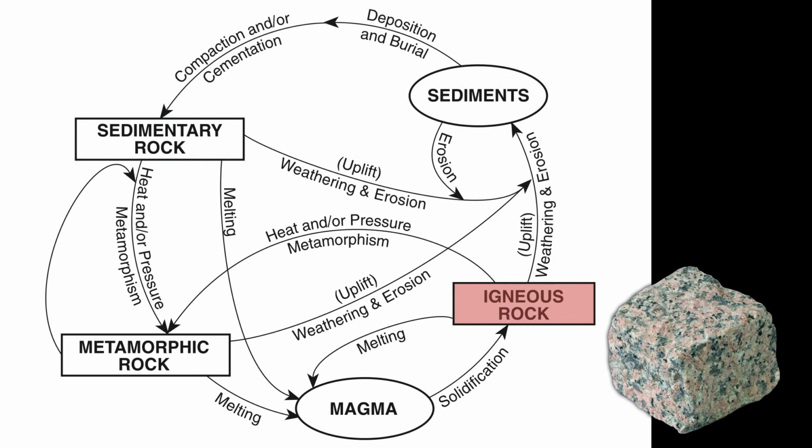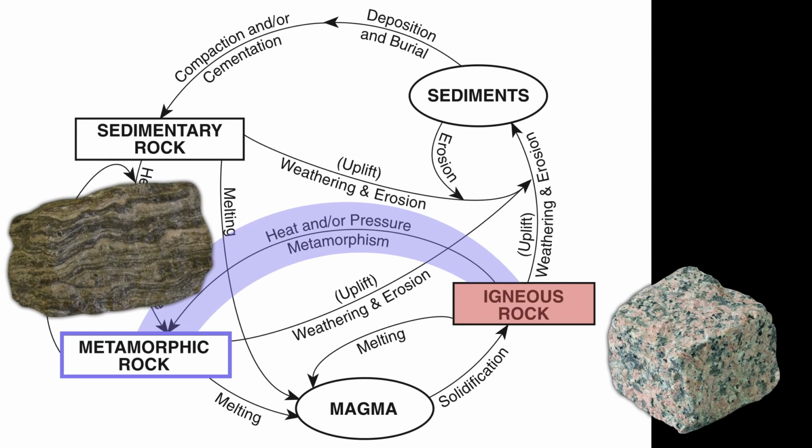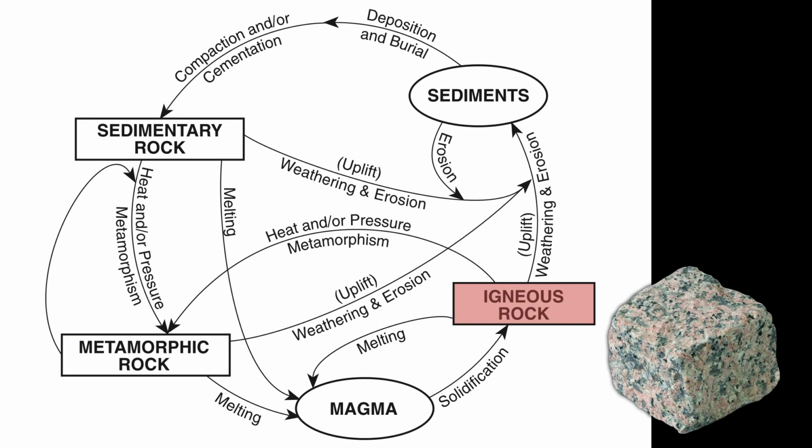But that's not the only thing that can happen to our igneous rock. What if it is pushed even deeper underground by the movement of Earth's tectonic plates, and in so doing it is exposed to intense heat and/or pressure, causing it to metamorphose or recrystallize into a metamorphic rock, like this piece of gneiss seen here. So, with the simple addition of some heat and pressure, we've turned our igneous rock into a metamorphic rock. But there's still one more option.